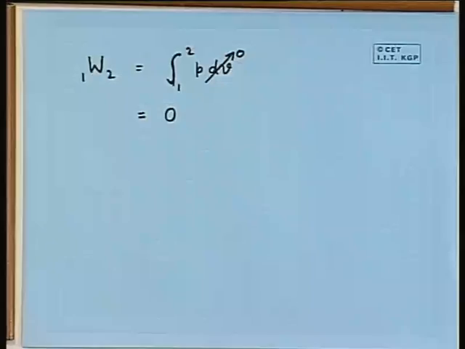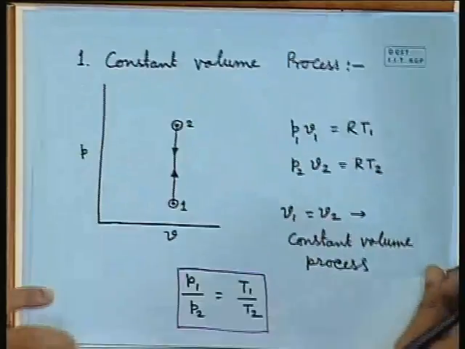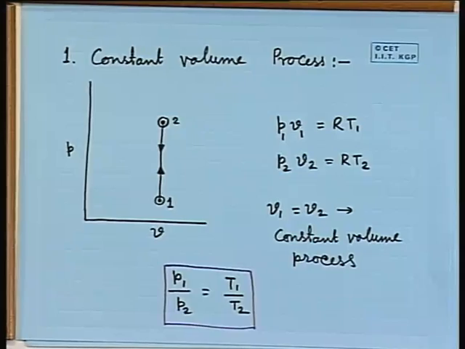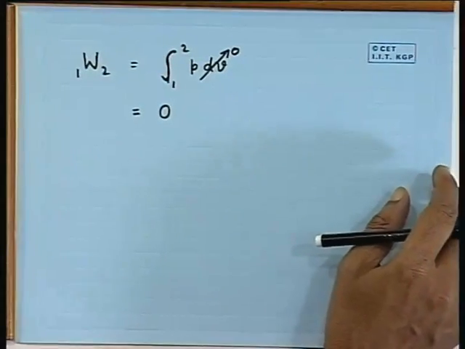So, we will have W1 to 2 is equal to 0. This comes from this diagram also. If it is a constant volume process, then the area under the curve is 0. So, work done during this process will also be equal to 0. Work done during a constant volume process for a fixed mass system is equal to 0.